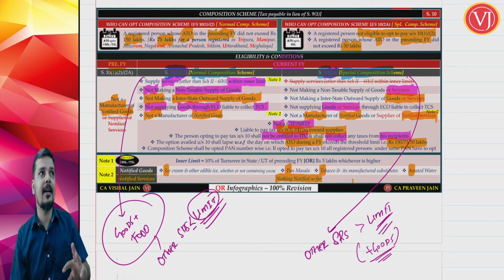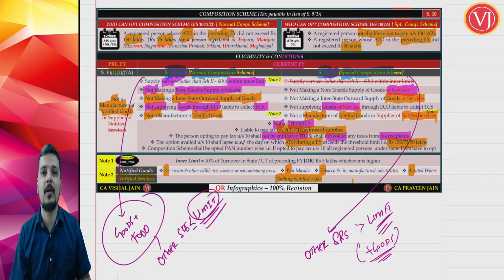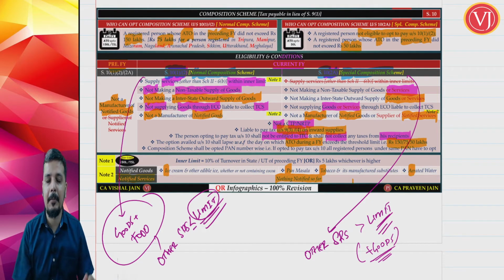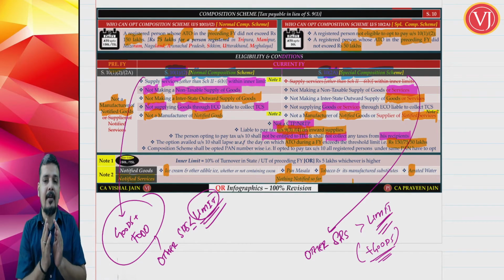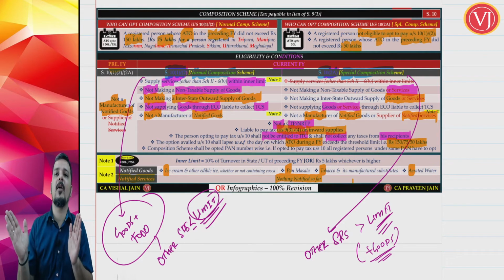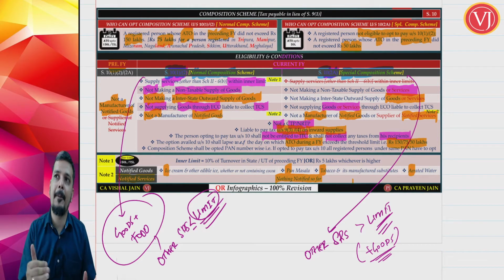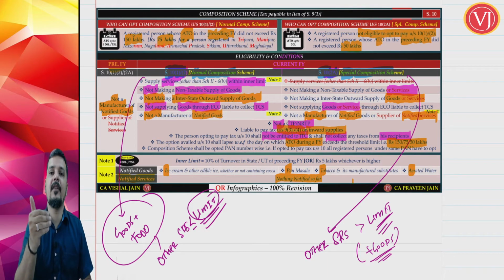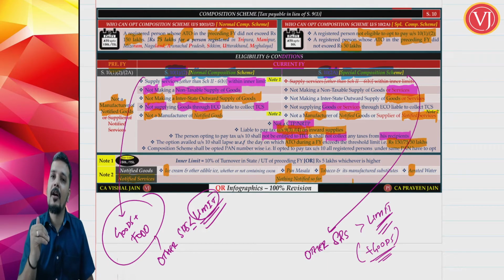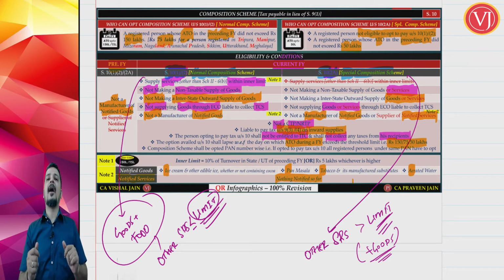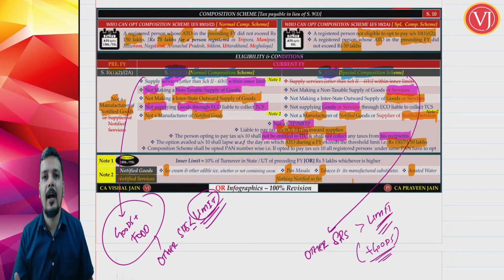So when I am entering, I should see that my previous financial year turnover should be up to 150 lakhs, 75 lakhs for normal composition scheme, should be up to 50 lakhs for special composition scheme, and only then I can enter. And when I enter, I cannot be under composition scheme for the full year, only till my turnover in current year reaches 150 lakhs or 75 lakhs for normal composition scheme, or till it reaches 50 lakhs in current year for special composition scheme. I can enjoy that. After that, I will shift to regular scheme.